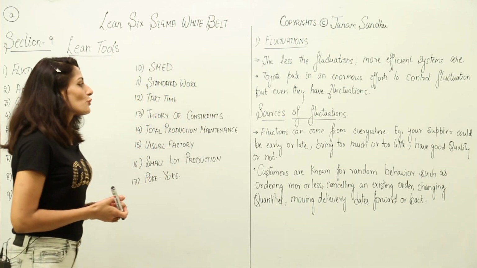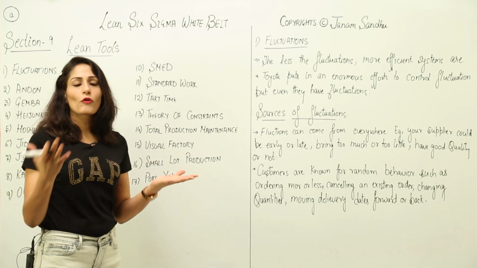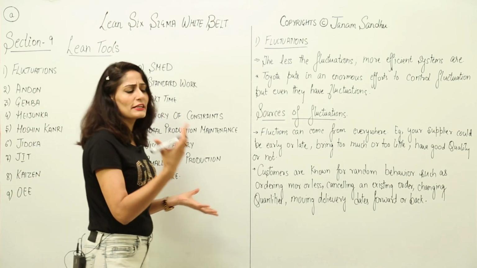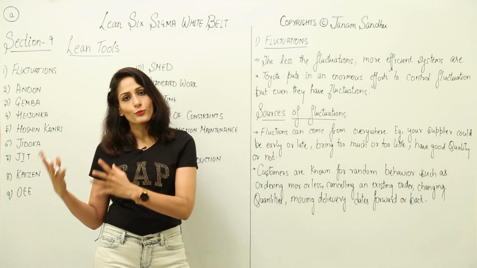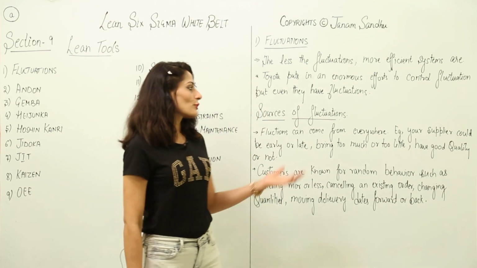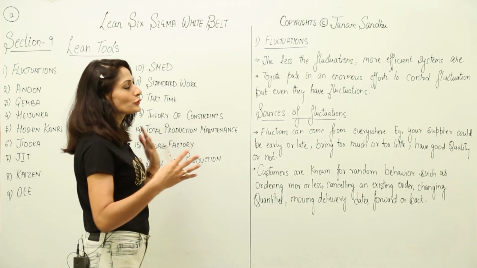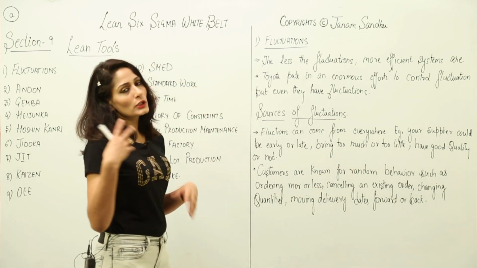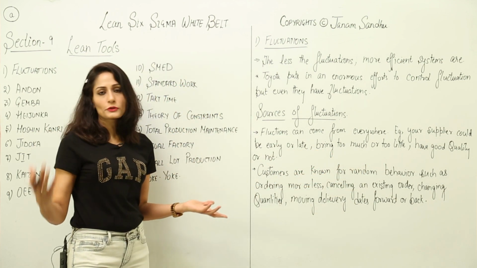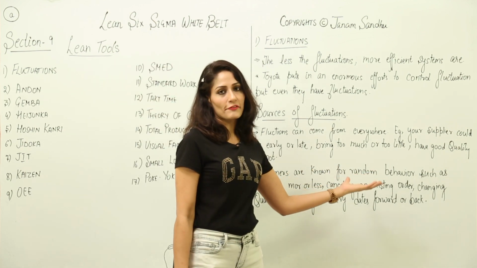So, talking about sources of fluctuation: fluctuations can come from everywhere. I have already mentioned that they can come from any source. It can be your supplier, it can be the way your processes work, it can be customers. For example, your supplier could be early or late, bring too much or too little, and both cases would lead to fluctuation. Or the quality of the suppliers could be good, or it could be bad. And then customers are known for random behavior as well.